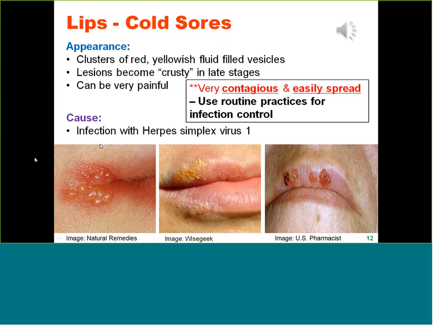What are cold sores? Cold sores appear as clusters of multiple fluid-filled vesicles that eventually rupture, leaving ulcers. These ulcers become crusty in the late stages and can be very painful for clients. The cause of cold sores is herpes simplex virus 1.